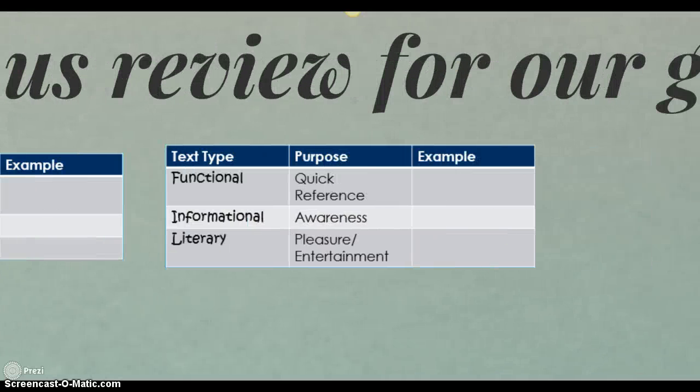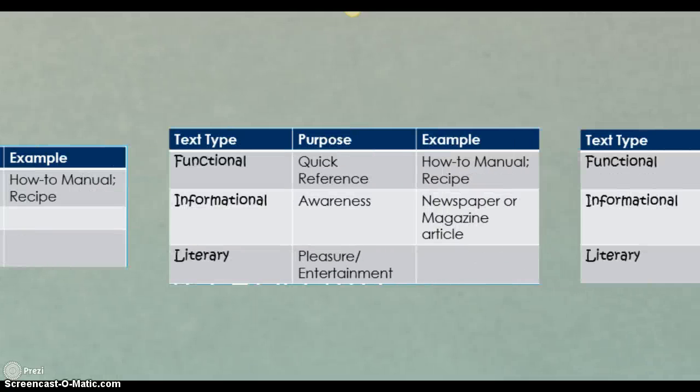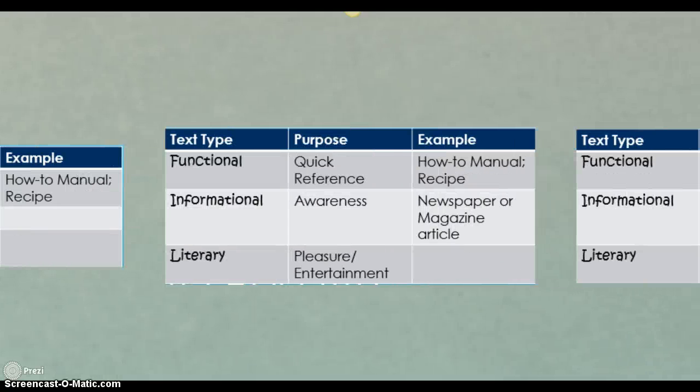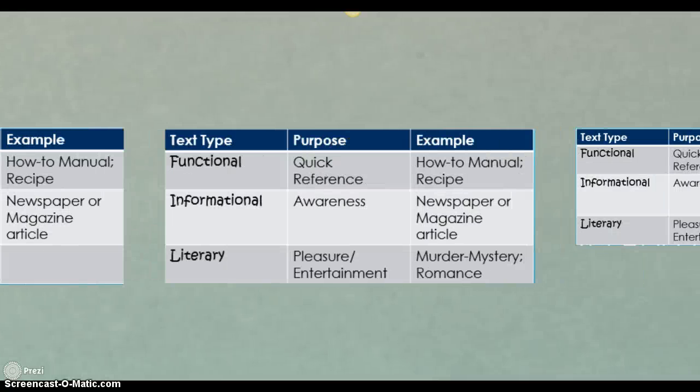Now let's look at examples of each. Example of functional would be a how-to manual or a recipe, for example. For informational, a newspaper or magazine article. For a literary text, a murder mystery or a romance.